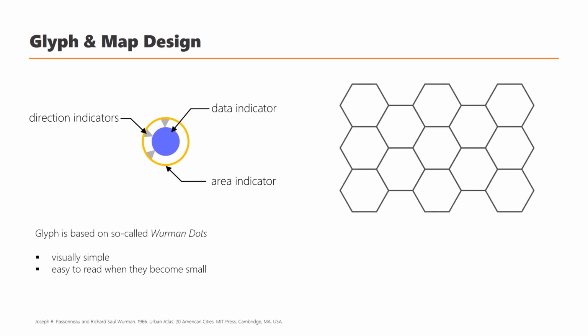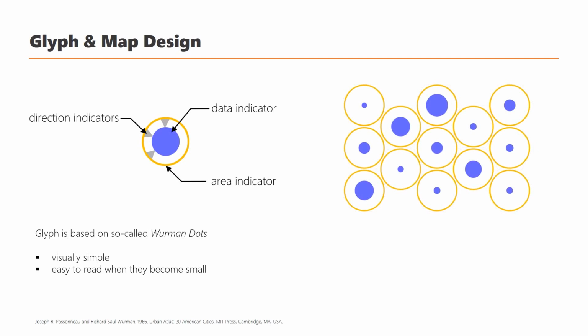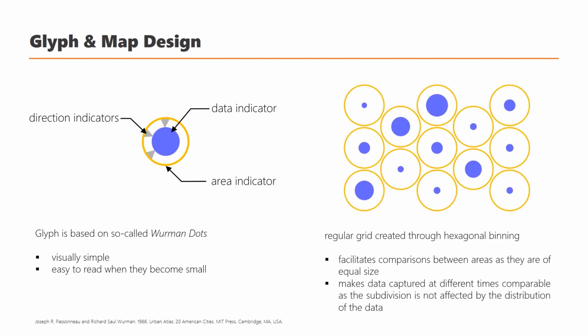The map itself is subdivided into regular hexagons used for binning the data. A glyph representing the data is placed within each hexagon, while the hexagons itself are not shown in the final visualization. Regular hexagonal binning also has several advantages. Amongst others, it creates areas of equal size, which eases comparisons between areas, and it also makes data captured at different time points comparable, as the subdivision itself is not affected by the actual distribution of the data.